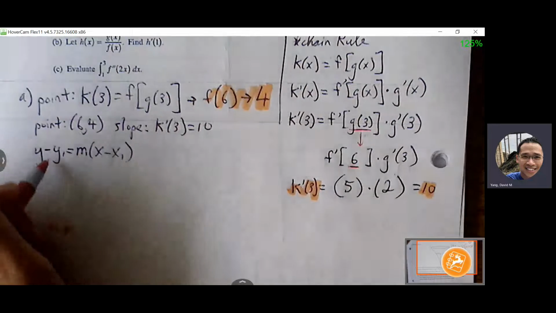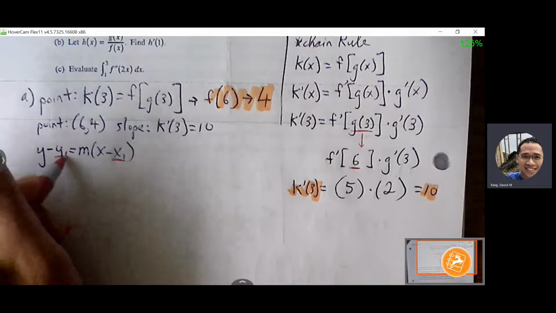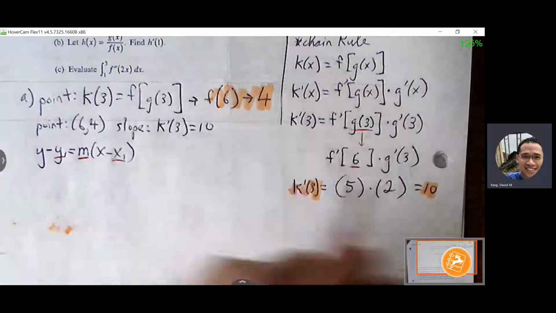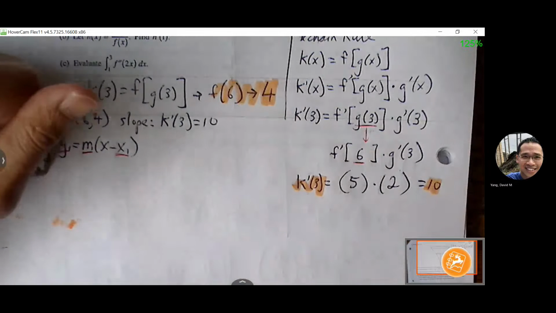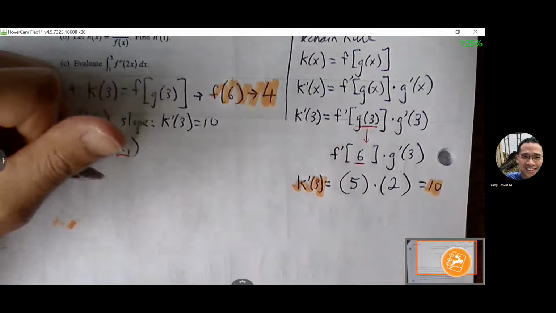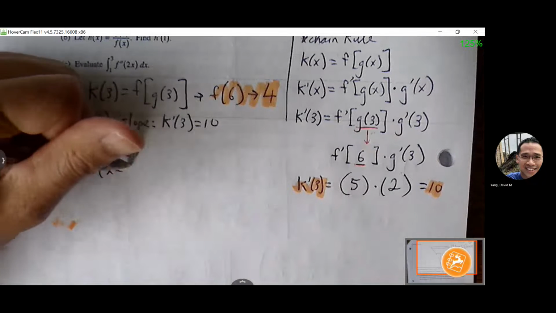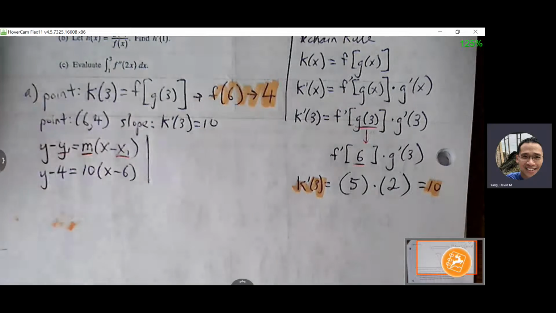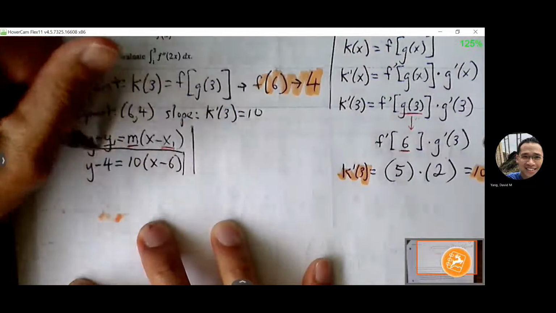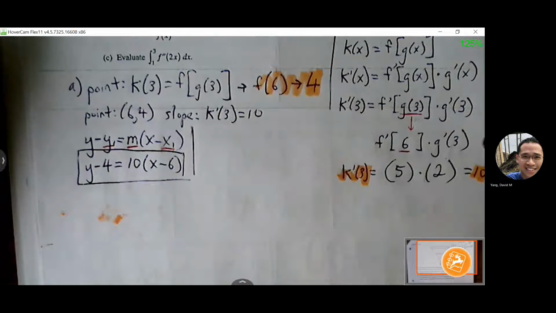All right, I want to substitute my x1, my y1, and my slope m. There's my ordered pair. Okay, this is perfectly fine. Leave it in this form where we can solve for y. This is acceptable.